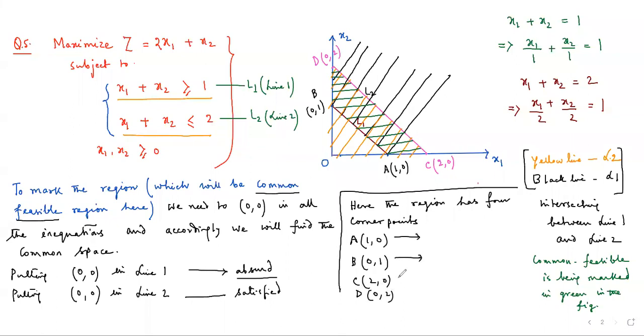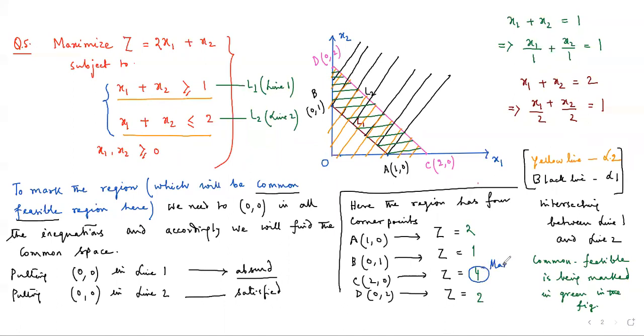And for all of these points, you find the value of Z and tell me what these values are. If I put (1, 0) in the function, we'll get the value 2. If I put (0, 1), we'll get the value 1. If I put (2, 0), we'll get the value 4, and here we'll get the value 4. So the maximum is at C. The maximum value is 4.